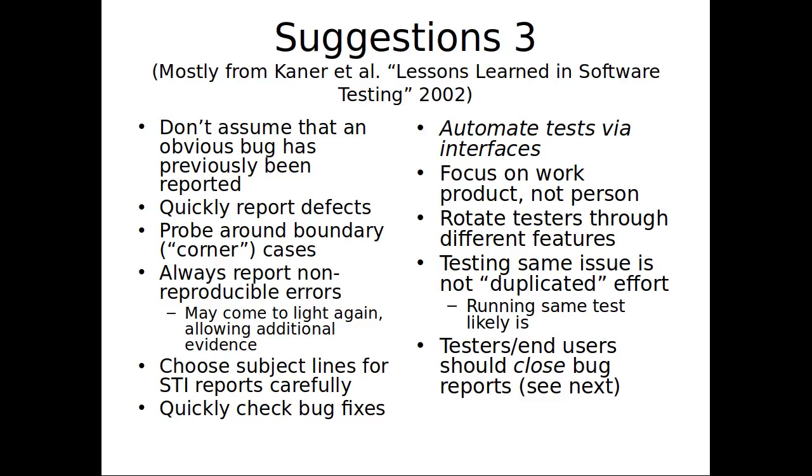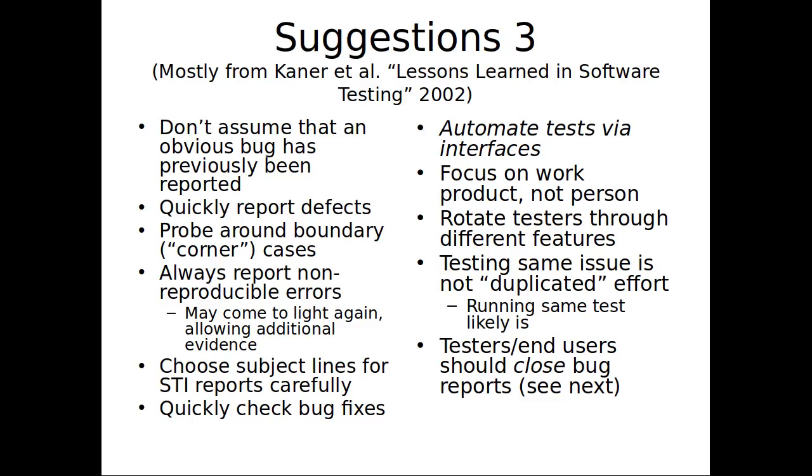Report non-reproducible errors. Add them with the note that you haven't been able to reproduce it, but say something about what was going on when this was happening. Because if enough people say this and there's some commonality noted, it could be useful. And choose the subject line for the system trouble incident reports carefully. Make it meaningful, so when people see the title, they get some understanding of what it is.